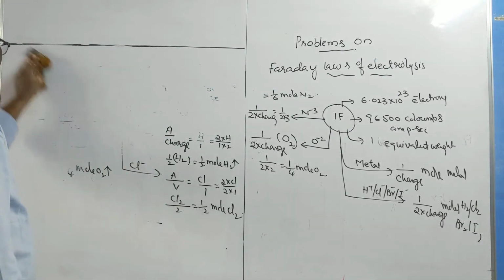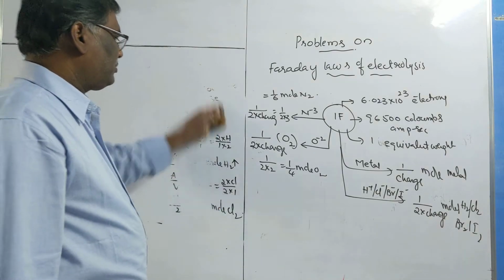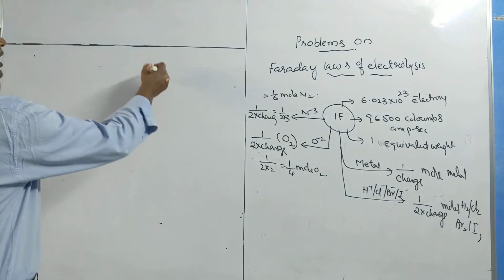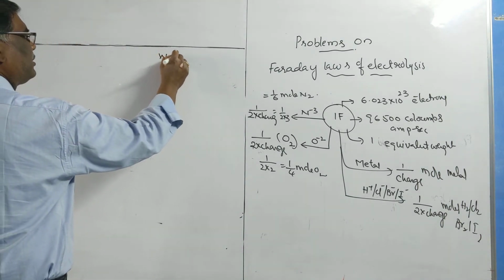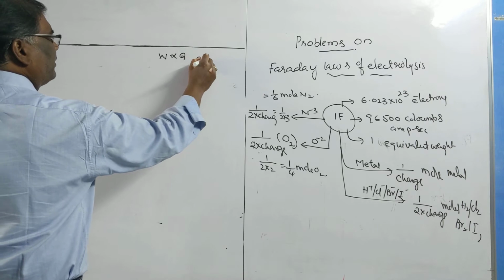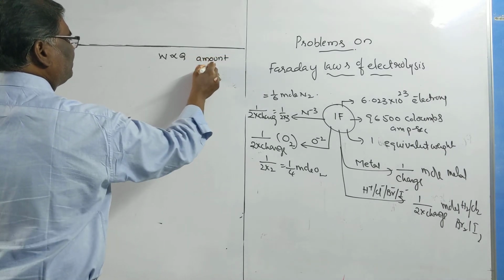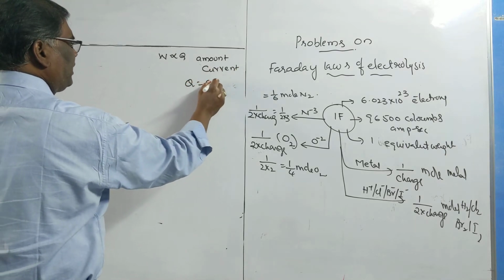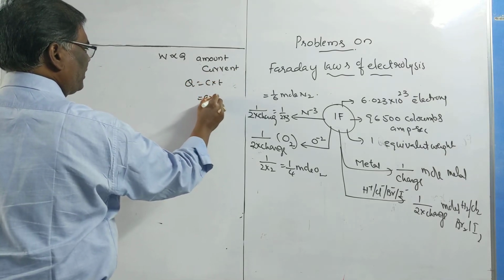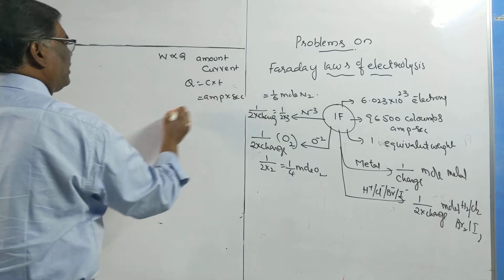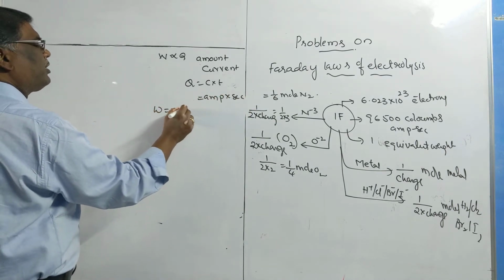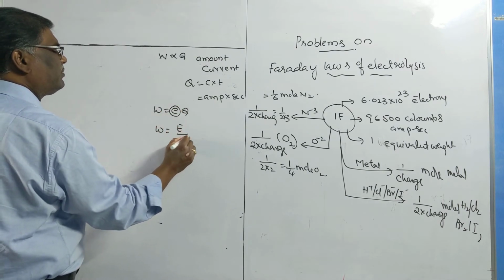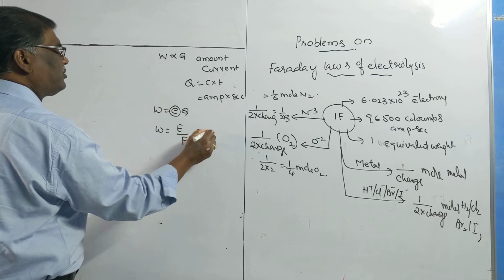Now one more point for easy calculation. I told you the first law of Faraday. What is the first law of Faraday? Weight deposited is directly proportional to amount of current. Q represents amount of current. You know Q is equal to C into T, current in ampere into time in second. Now W is equal to E into Q, or W is equal to, in the place of E we write E by F, in the place of Q we write C into T.